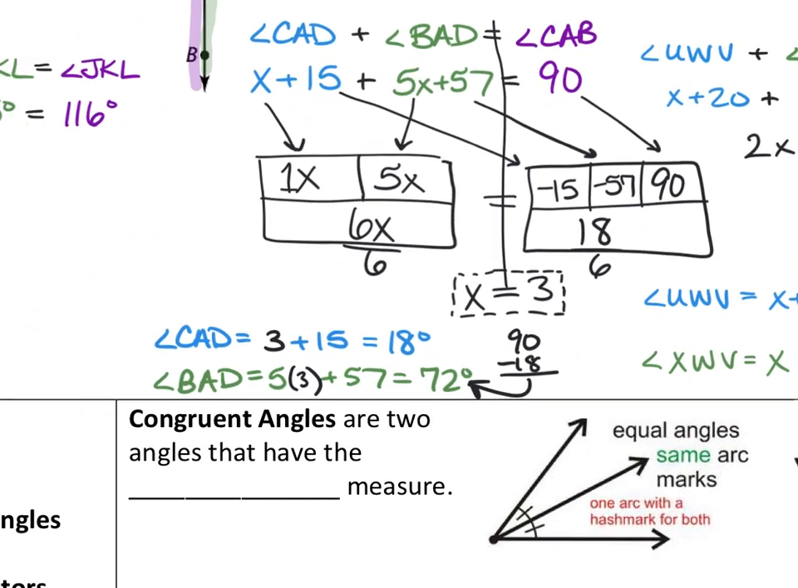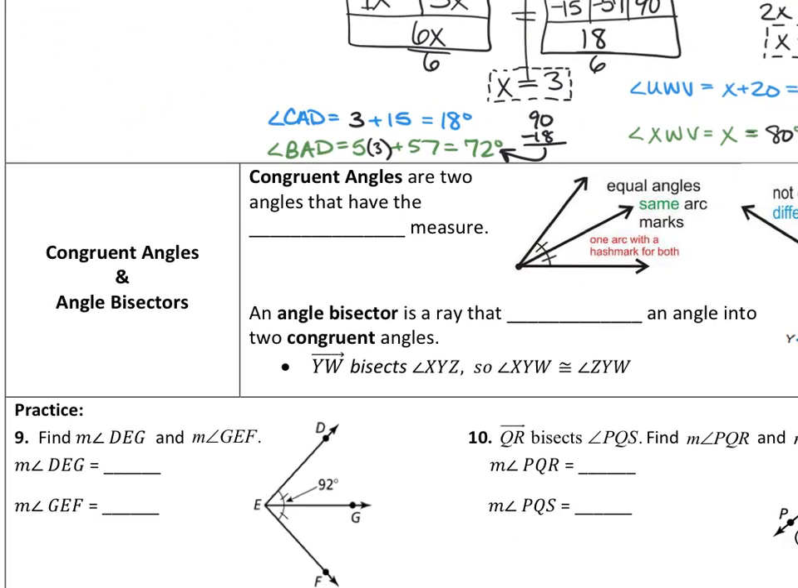New topic. Actually, it's not new. It's an application from something else we learned. We're going to talk about congruent angles and angle bisectors. When it was a segment bisector, it cut it in perfectly two pieces. So an angle bisector is going to do the same exact thing. Congruent angles are two angles that have the same measure. We're going to indicate they have the same measure by these tick marks.